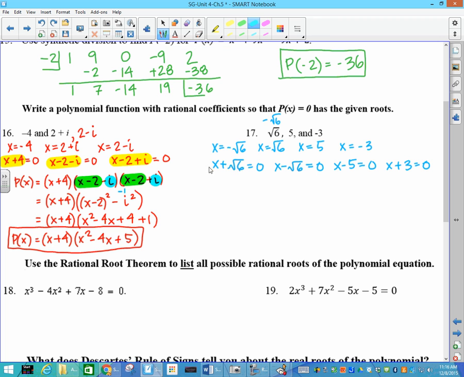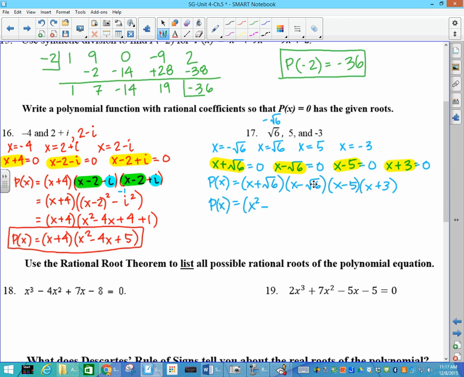So if I highlight that, anything on the other side from 0 is the factor that you're going to put in your polynomial. So that gives me p of x equals x plus the square root of 6, x minus the square root of 6, x minus 5, and x plus 3. These two are a plus b, a minus b. So that's x squared minus that squared, and the square root of 6 squared is 6.